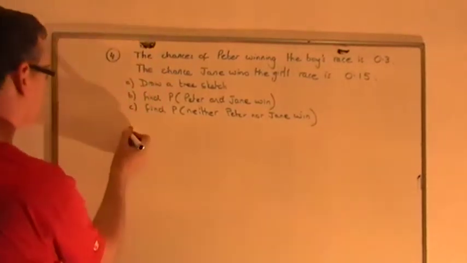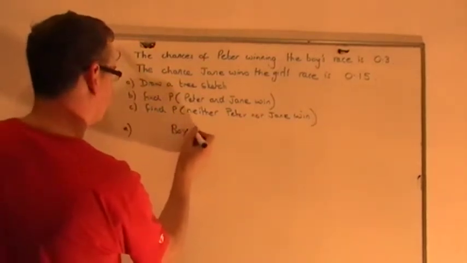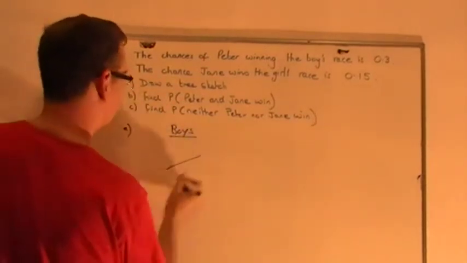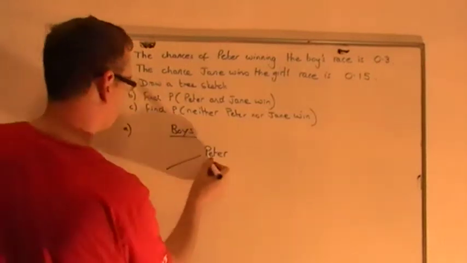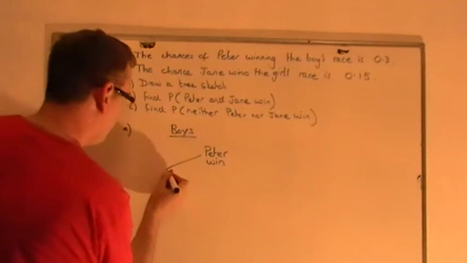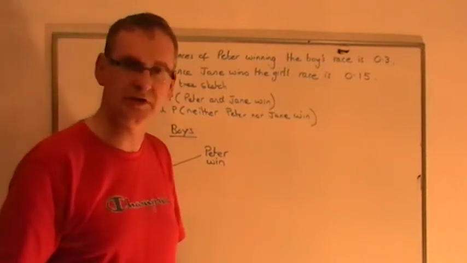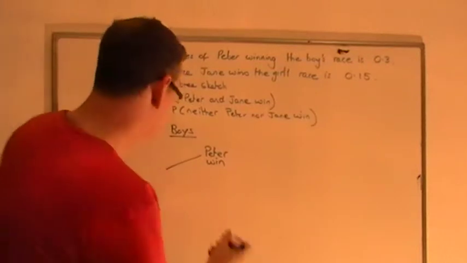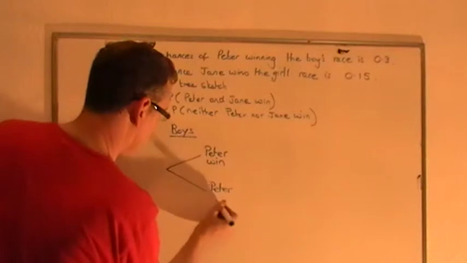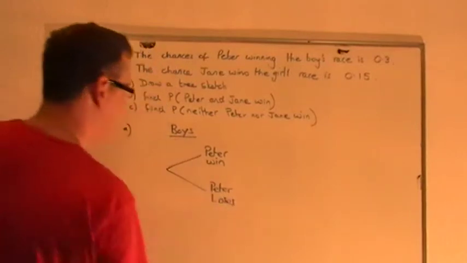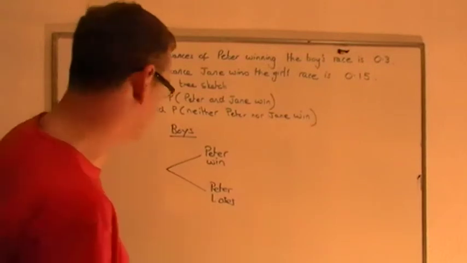Okay, so part A. Here we go. Boys' race. This is the first one. What can happen? Well, we can have Peter winning, or we can have somebody else winning. Now, do we know what the other names of the boys are? No, we don't. Does it matter? No, it doesn't. Because all I've got to say is that Peter wins or Peter doesn't win. Peter loses, if you like. Doesn't matter how you phrase that.